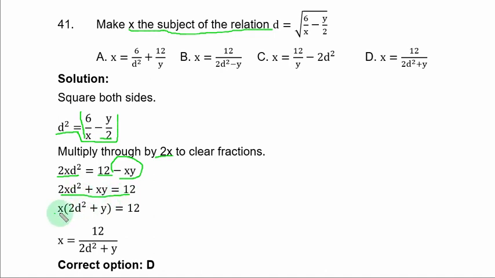Factor out S, you have bracket open, 2D squared plus Y, bracket close, equal to 12. To get S, divide both sides by the coefficient of S. So S is equal to 12 over 2D squared plus Y. So D is the correct option.